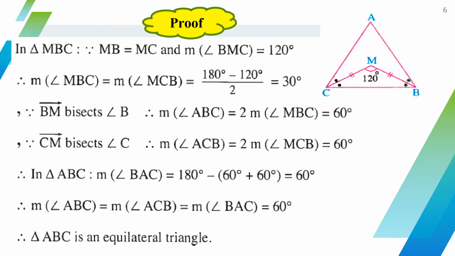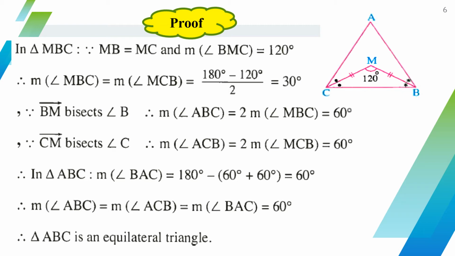degrees. So the measure of angle MBC equals the measure of angle MCB, equal to (180 minus 120) divided by 2, which is equal to 30. So each base angle of this triangle equals 30 degrees. And since BM bisects angle B, what is the meaning of bisect? The two angles are equal in measure. So the measure of angle CBM or MBC equals 30 degrees, so angle ABM also equals 30 degrees.